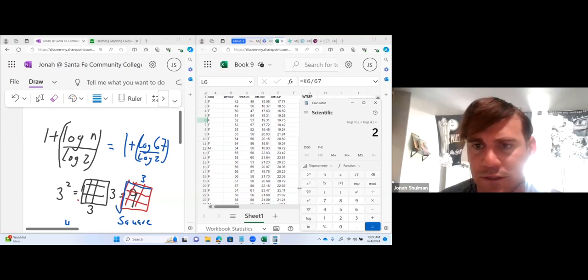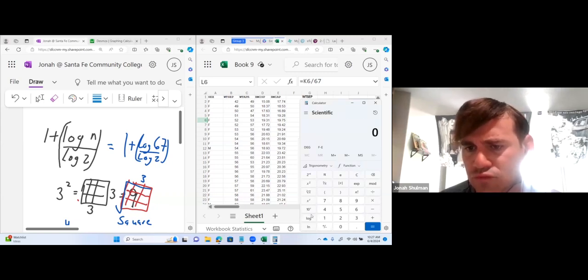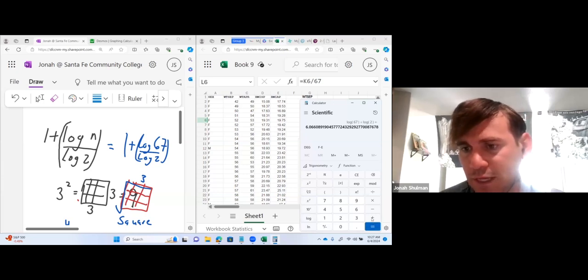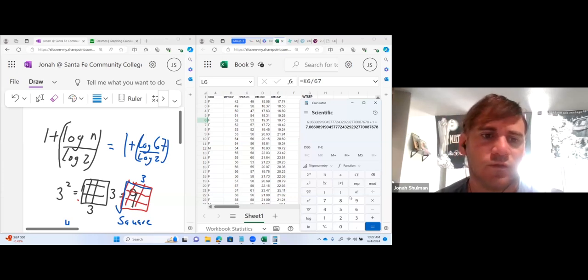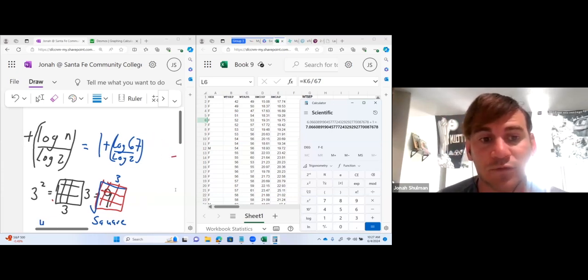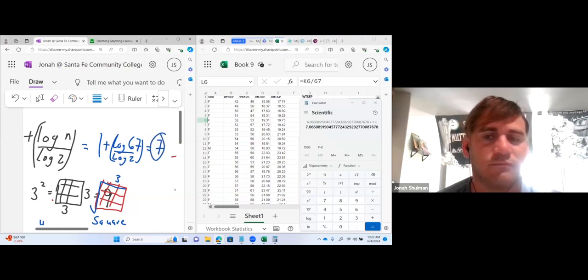So I'm going to put the calculator, clear it. So I've got log of 67 divided by log of 2 is 6.066, and we add 1 to that. So it should be 7. So they're telling us that our range for this one should have been 7, which is fine.